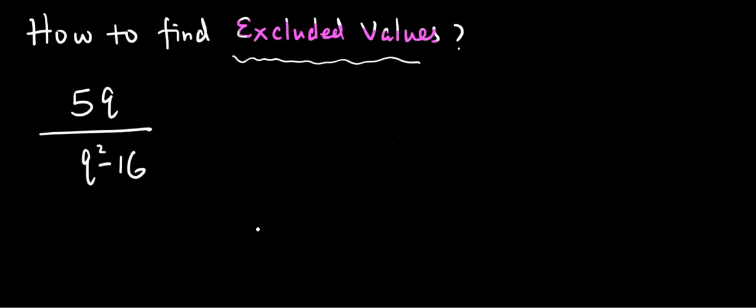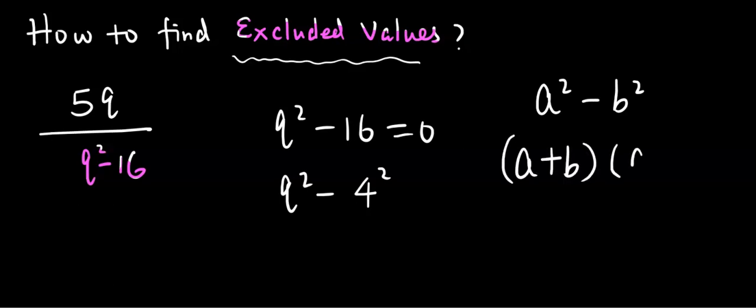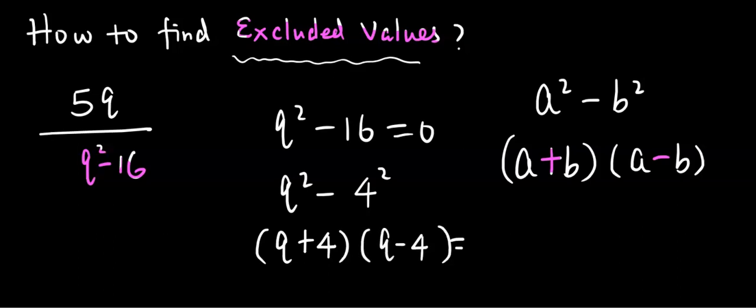All right, next one. I think by this time you become really confident with this, and you will say, I'm going to set this one to 0, so q squared minus 16 is 0. Then we notice that 16 is 4 squared. Do you remember this rule? a squared minus b squared can be written as a plus b times a minus b. This is our sum and difference rule. Therefore, we can write this as (q plus 4)(q minus 4) equals 0.